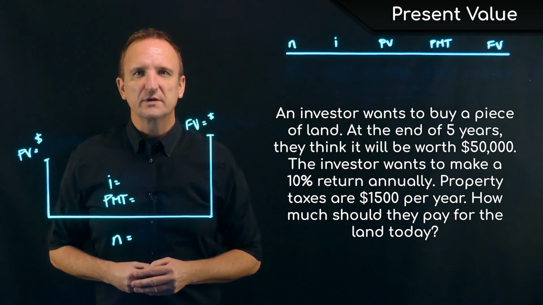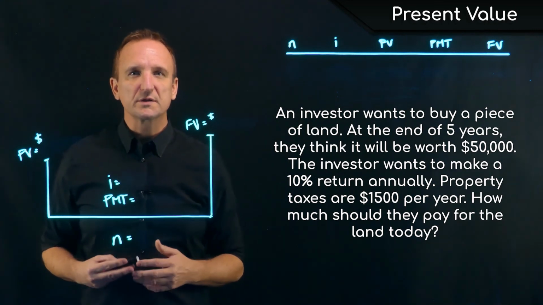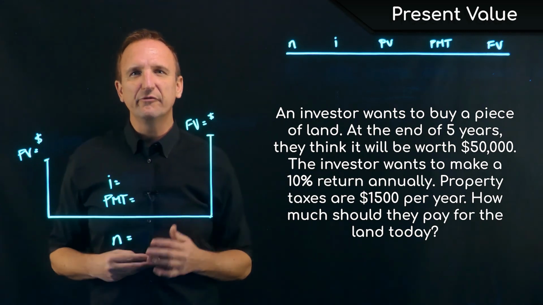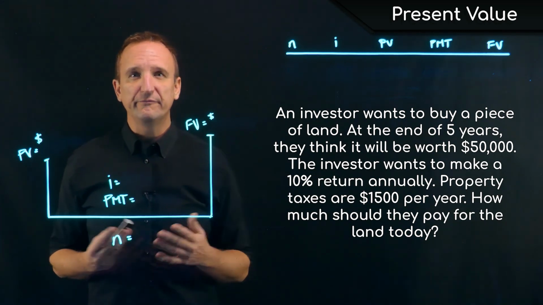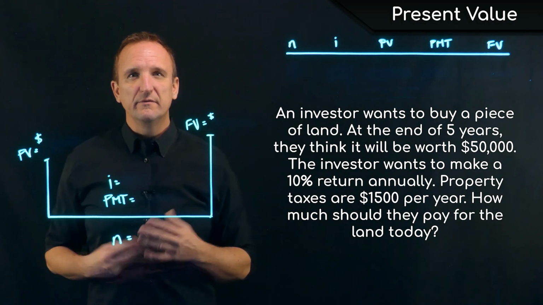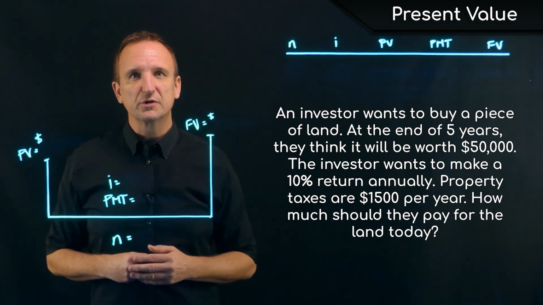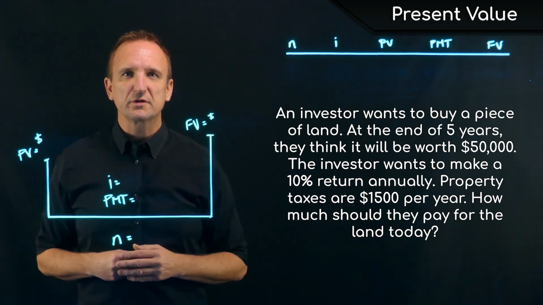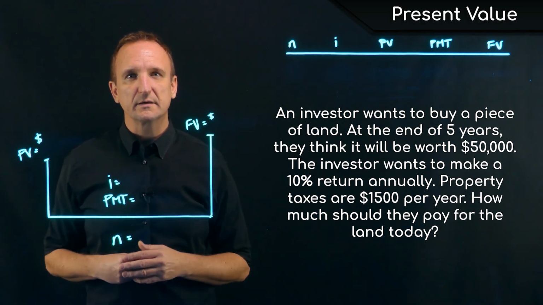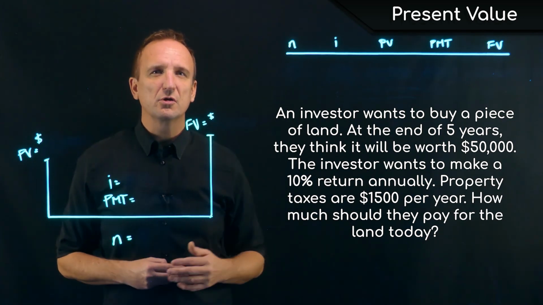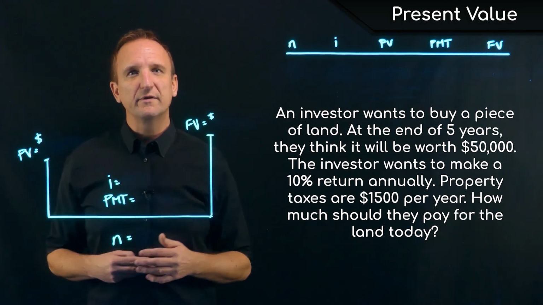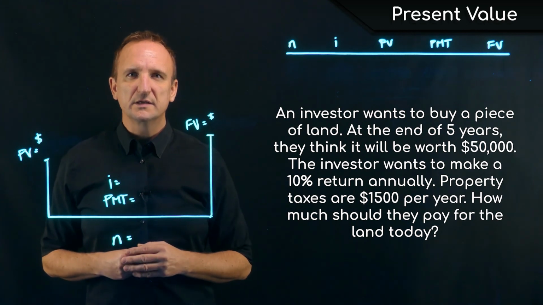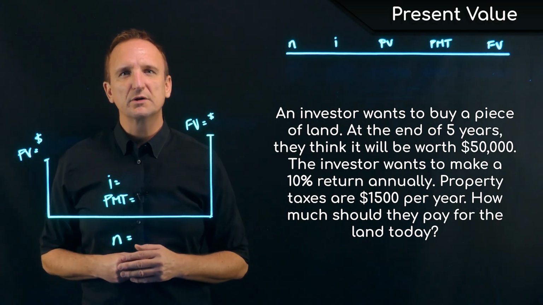In this last present value example, let's imagine an investor wants to buy a piece of land. They're going to hold that piece of land for 5 years, and at the end of the 5 years, they think that land will be worth $50,000. The investor wants to make 10% return annually on their money, and also, the investor is going to have to incur property taxes, a negative cash flow of $1,500 per year for each of the 5 years before selling the property for $50,000. And assuming that discount rate of 10%, wants to know how much to pay for the land today.